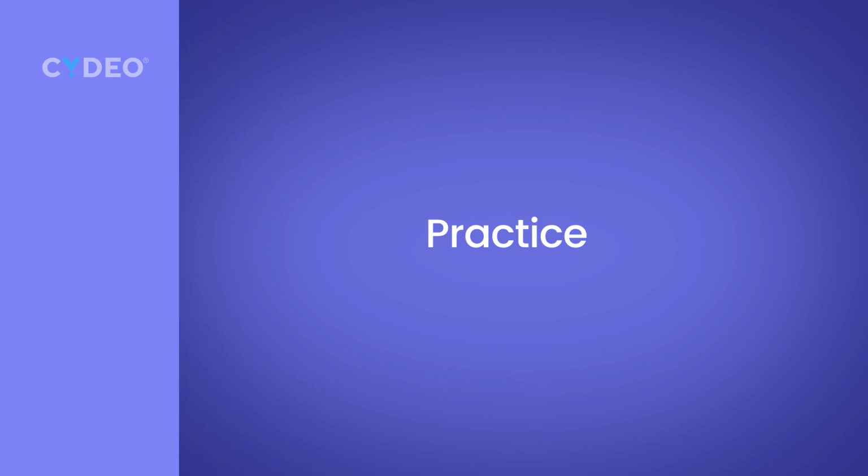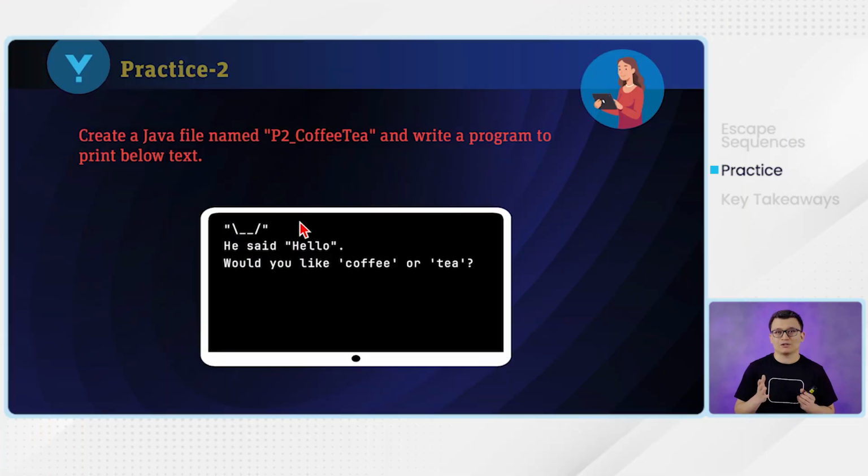So let's take a look at this example. Let's see how we can use those escape sequences to get this output on console. So in this task, we need to get this output on the console. As you can see, we need to get 3 lines on the console. First line, it should print us this shape, which is double quote, backslash, 2 underscores, forward slash, and the double quote. And then in the second line, we need to have this print statement that's printing, he said hello.